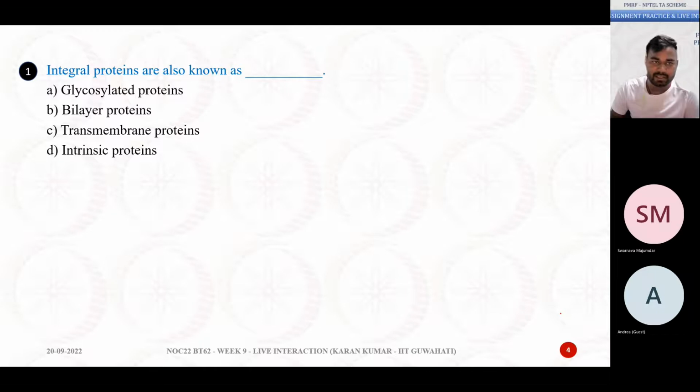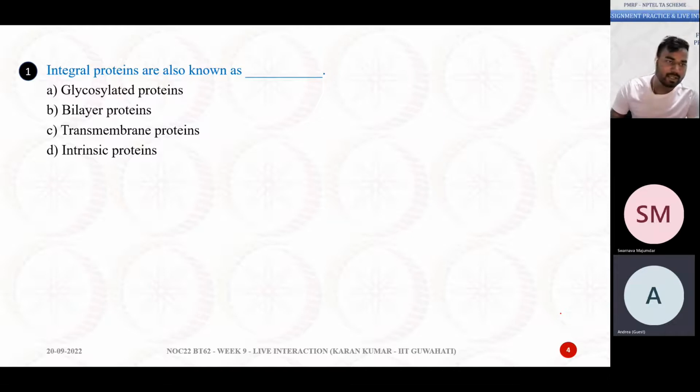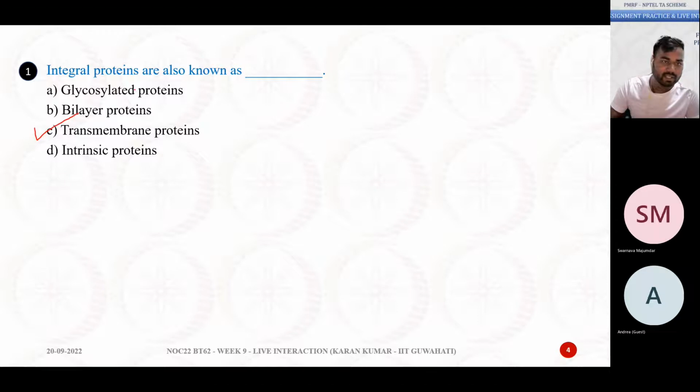Integral proteins are known as transmembrane proteins. Very good. Option C is correct. Why are integral proteins called transmembrane proteins?